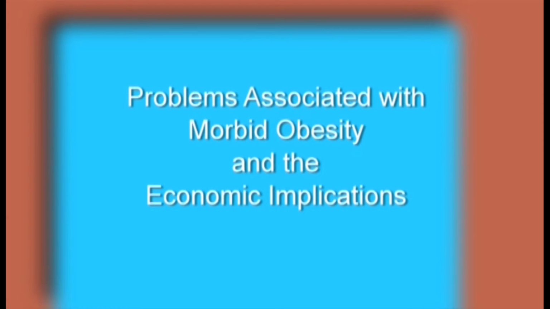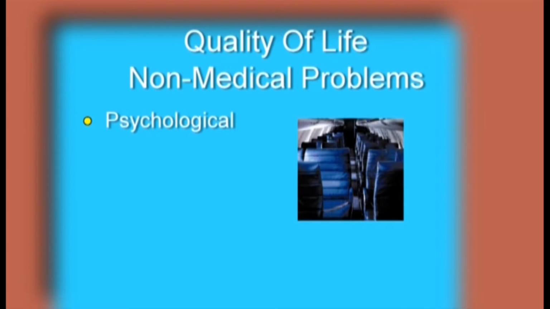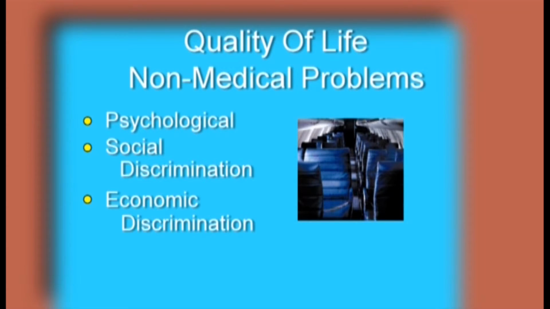But there's another side to it that most of you have dealt with for your entire life. That's what we call quality of life, or the non-medical problems. Psychological issues, all sorts of discriminations, and physical limitations. I showed you a map of the United States where nearly a third of America is now considered obese, yet we don't accommodate that at all as a society. Whether it's airplane seats, bus seats, theater seats, whatever it may be, we don't accommodate that.